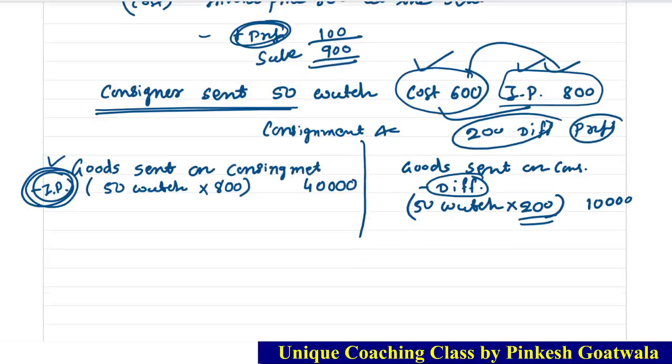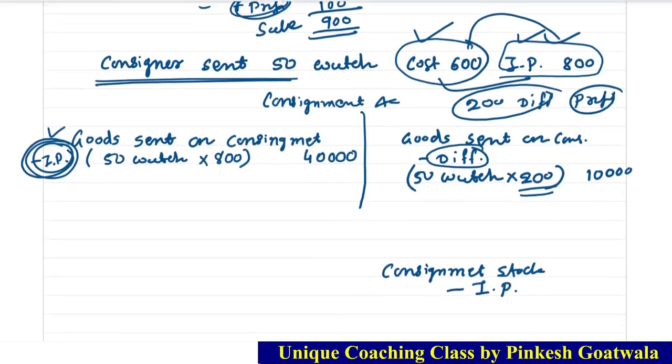The price we added, we added it to goods, so its effect will fall on goods only. And there are only two goods-related entries in consignment: first goods sent, and closing stock. So at last when we write the consignment stock, we show it at the invoice price, and on the opposite side we again give effect to consignment stock at the difference amount, and it is called consignment stock reserve.